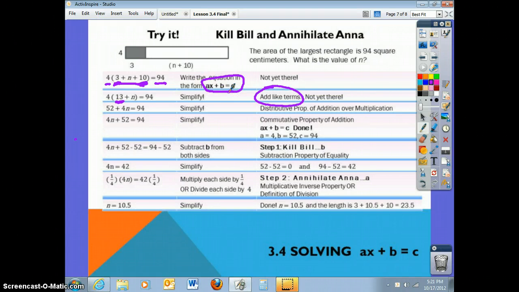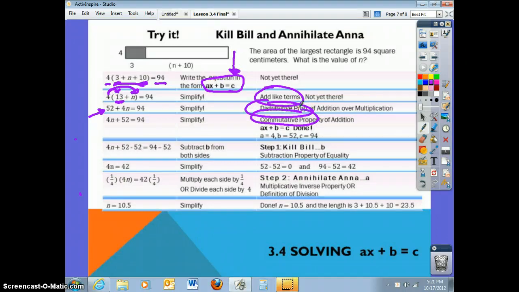So we want to distribute the 4 to the 13 and get 52, and distribute the 4 to the n and get 4n. So now we've used the distributive property of addition over multiplication, and we're here. Okay, 52 plus 4n equals 94. We're almost at the right form. The only thing we now need to do is commute. Use the commutative property to get it in the right form.